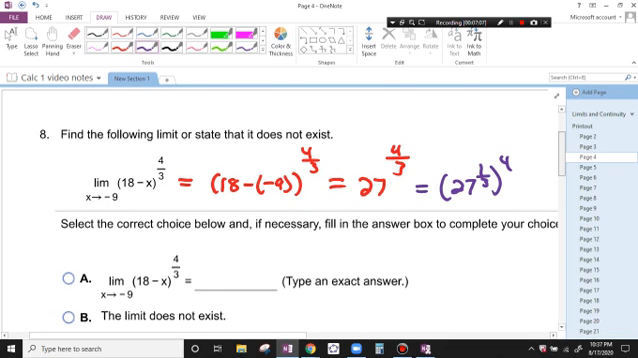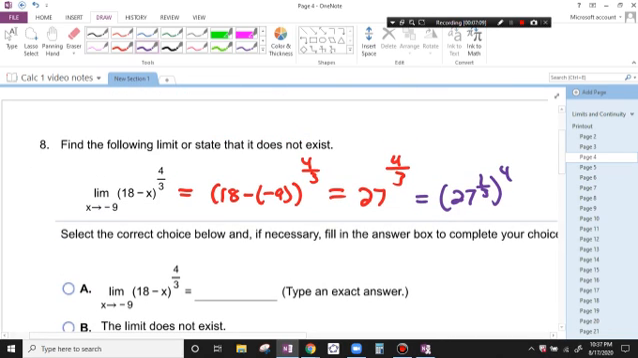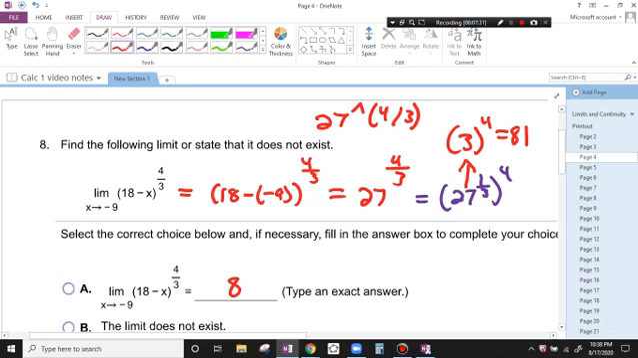Well, what does it mean to raise something to the 1/3 power? This is going to turn into the number you need to multiply 3 times to get 27. That number is 3. 3 to the 4th is 81. Or straight up put that in the calculator, putting in 27 raised to the 4 divided by 3. It'll tell you that that is 81.